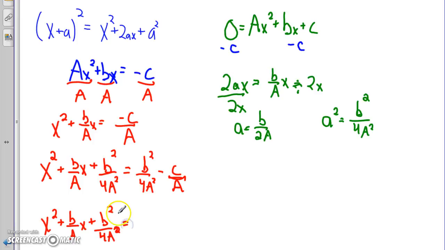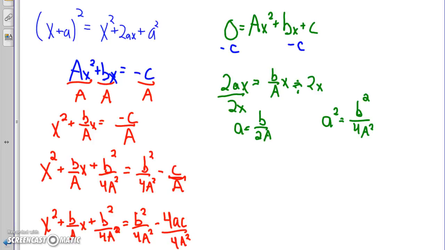And this is going to be equal to, okay, now, when I make this, I'm going to have to multiply the bottom to make it 4a squared by 4 and a. I've got to do the top by 4 and a as well. So I have b squared over 4a squared minus, okay, multiply the top and bottom by 4a, so I have 4ac over 4a squared.